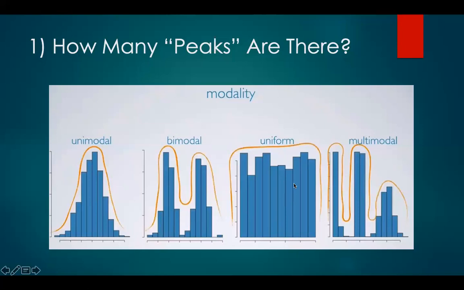Now here's the uniform or rectangular distribution where all values roughly have the same frequency of scores. Now here's a multimodal distribution with three peaks. You could call this a trimodal distribution, if you will.